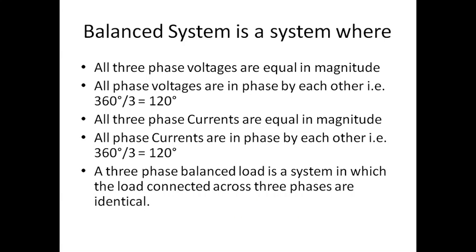For a balanced system, all three phase voltages are equal in magnitude and the phase differences between them are equal. All three phase currents are equal and are also displaced equally from each other. A three-phase balanced load is a system in which the load connections across the three phases are identical, meaning the load is not changing. If my load is changing, then my system is not a balanced system. For a balanced system, I should have a balanced load. If my load is changing, it is known as an unbalanced system.